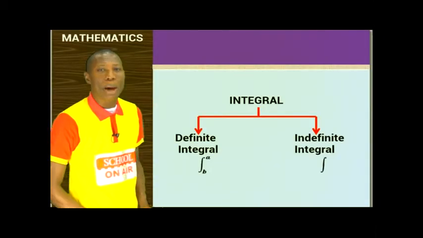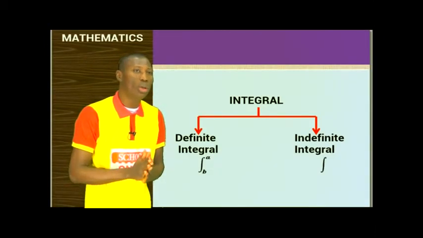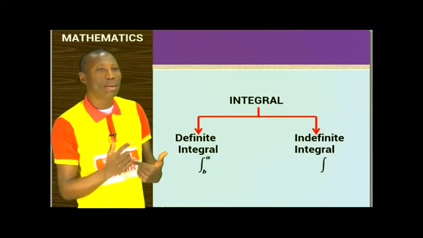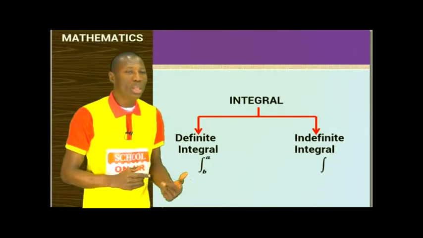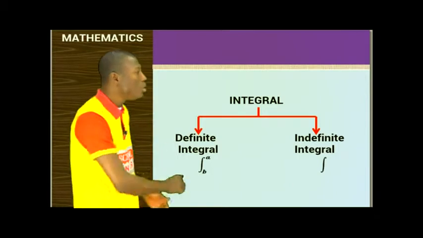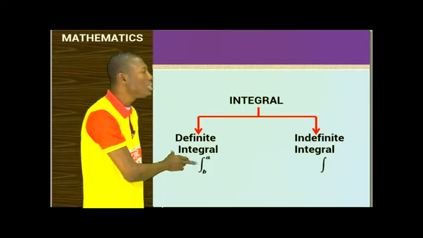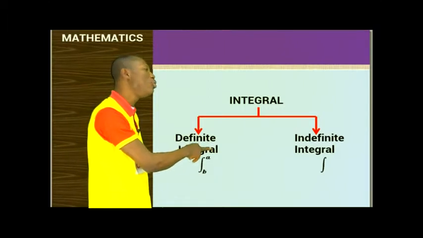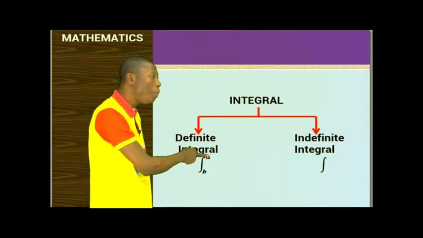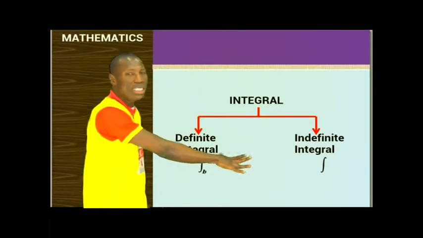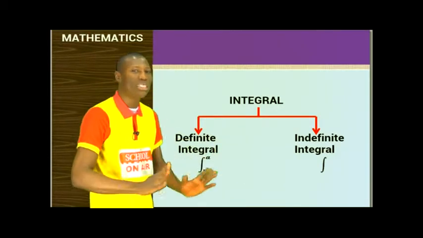Now, I want to talk about two types of integral. We are doing integration. I know that you must have been watching me as I'm talking about integral. Now, we have two types of integral. We have definite integral and indefinite integral. For a definite integral, you see this integral sign has a value here and here, upper value and lower value. But if it is indefinite, you don't have anything up and down. You just have this as plain.